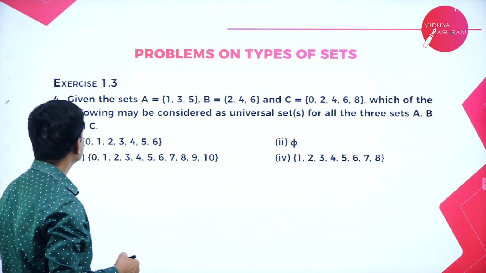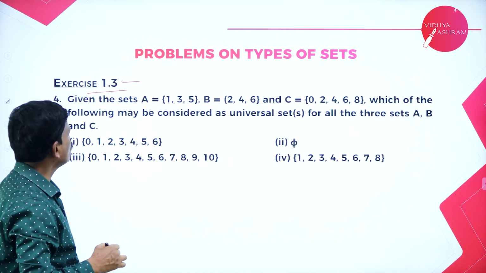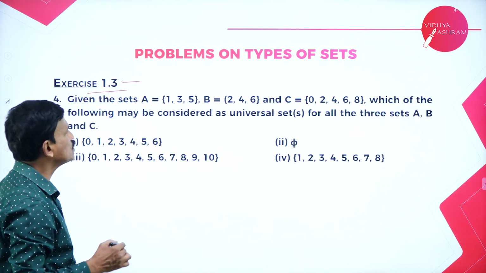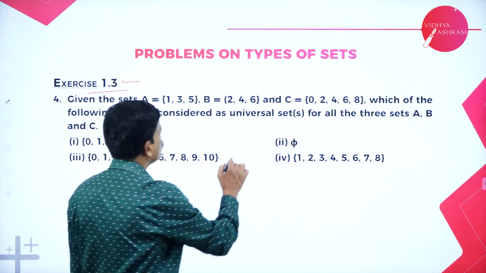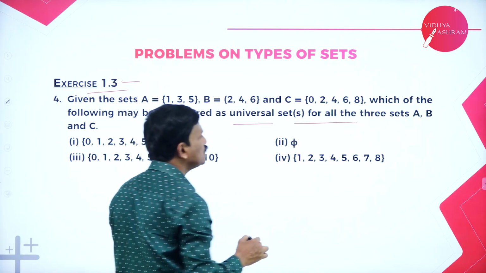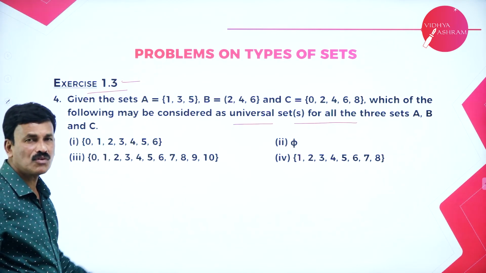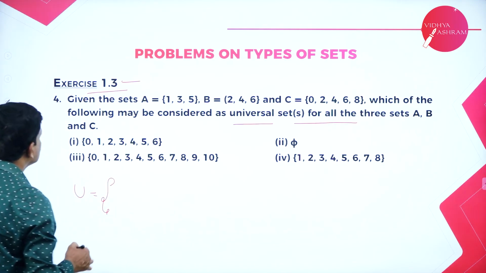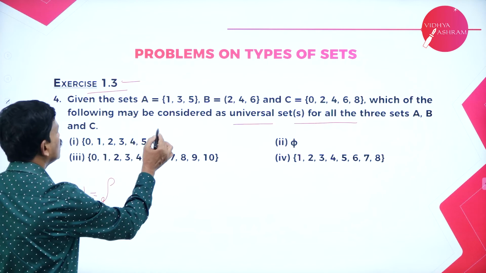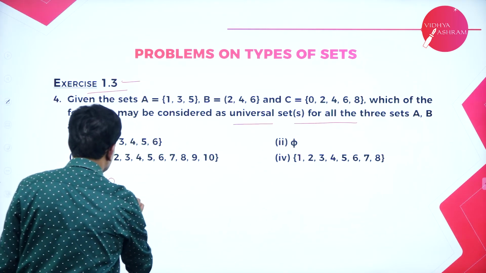Now let us come to the next set of problems. Given the sets A is equal to {1, 3, 5}, B is equal to {2, 4, 6} and C is equal to {0, 2, 4, 6, 8}. Which of the following may be considered as the universal set for all the 3, A, B and C? Now the universal set is nothing but the set of all the elements. Now write down the union of all the elements. What does set A contain? A contains 1. So first, 0 is there.